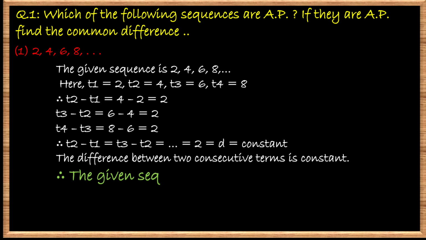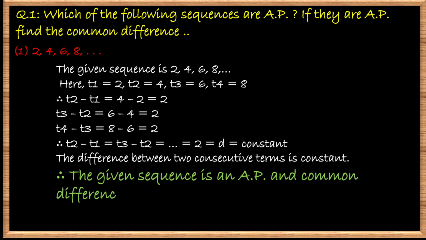Therefore, the given sequence is an AP and the common difference is 2. So you just have to subtract and see if the common difference is constant or not. If the common difference is constant, then it is an AP, and if it is not constant, then it is not an AP. So there are various questions, various examples given.